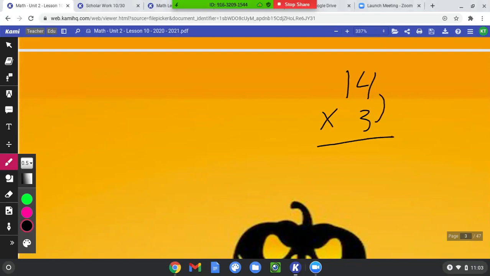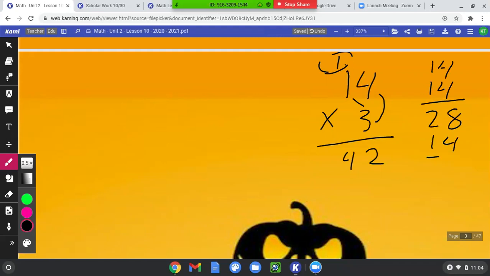So 3 times 4 equals 12. I'm going to put the 2 there and the 1 up here. I'm going to put the 1 in the added. Now I'm going to do 3 times 1, which is 3, and I'm going to add that 1, and I get 42. So if I just wanted to do 14 plus 14, plus one more 14, and look at that, it checks out. So we did a good job on that one.